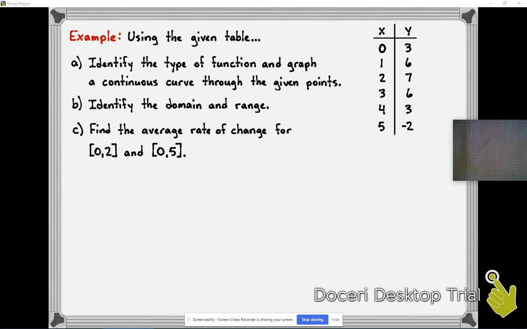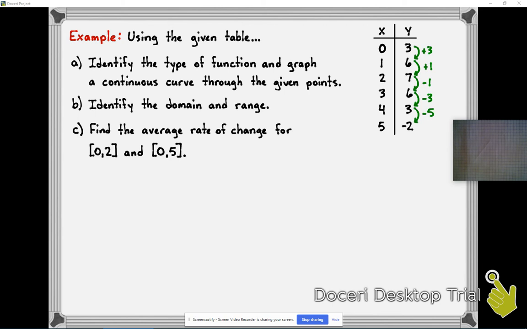Well, we're going to check our first differences. So our first difference from 3 to 6 is up 3. From 6 to 7 is up 1. So we know right away it's not linear. From 7 to 6, it's down 1. From 6 to 3, it's down 3. And from 3 to negative 2 is down 5. So we know it's not linear.